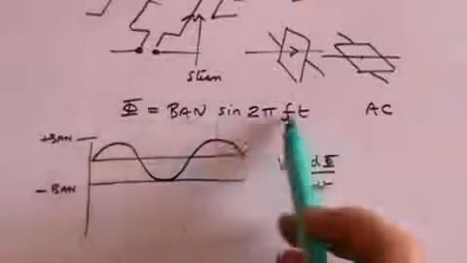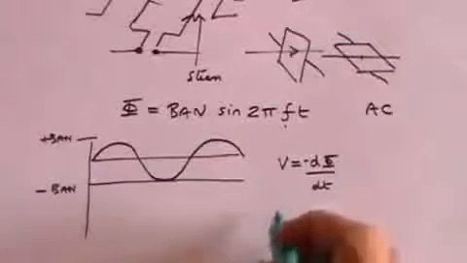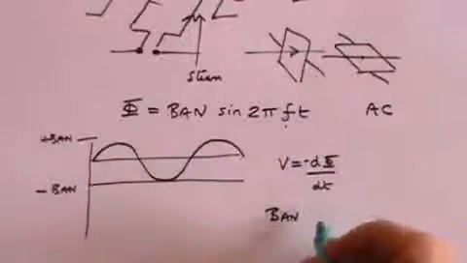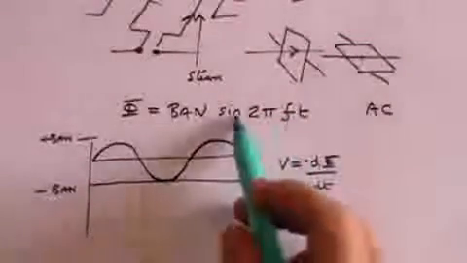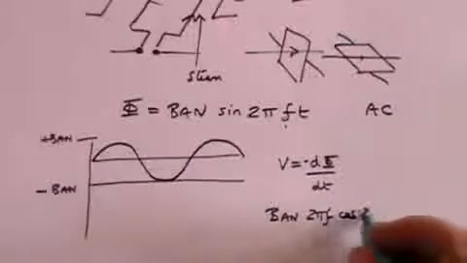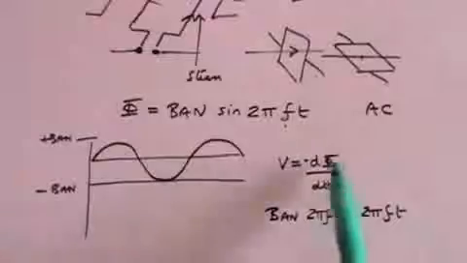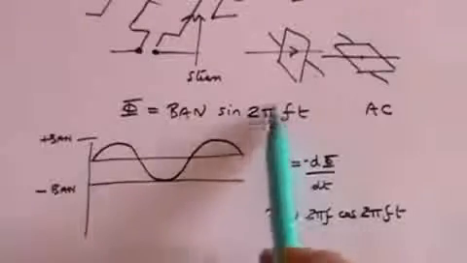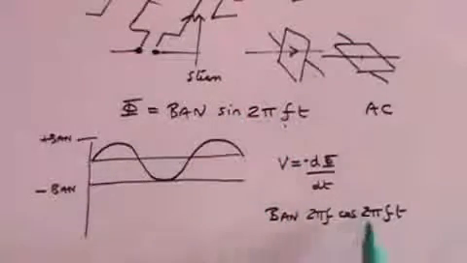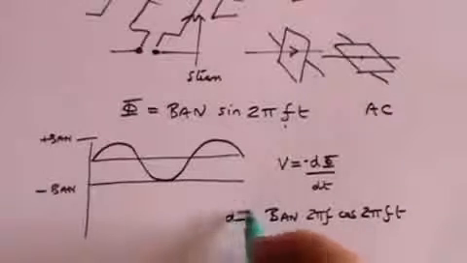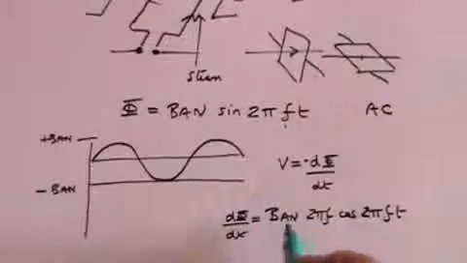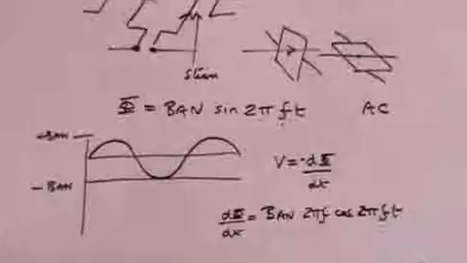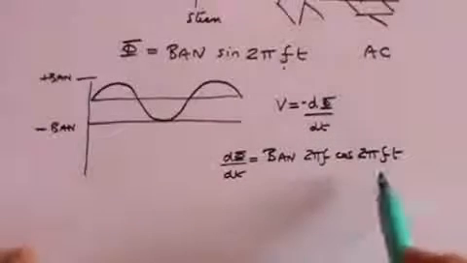And if you take the derivative of that term, you get BAN, and then you have to take the 2 pi f outside, and now the sine changes to a cosine, 2 pi ft. So d phi, that's phi, with respect to t is BAN, bring the 2 pi f on the outside, change the sine to cosine, and that is d phi by dt. And in fact, the voltage then is minus that term. And that's a cosine term.